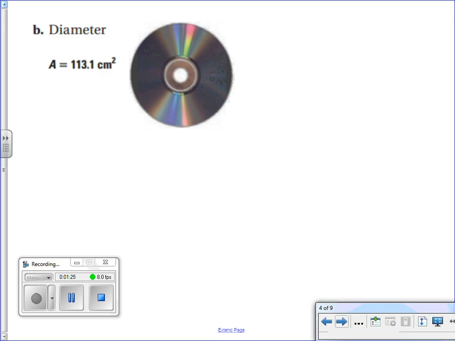For this next problem, we actually want to find the diameter. So we are given the area, we need to find the diameter. So we know that area is equal to pi r squared. Well, our equation does not have diameter in it, but if we find the radius, we can then find our diameter. So let's plug in what we know.